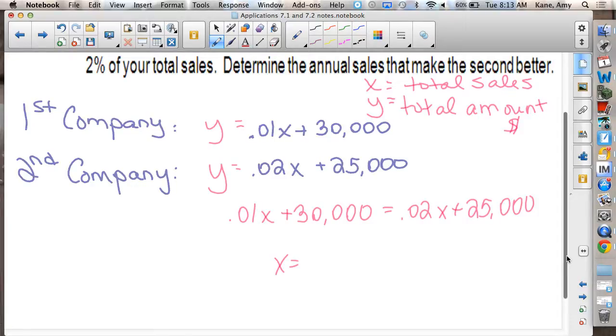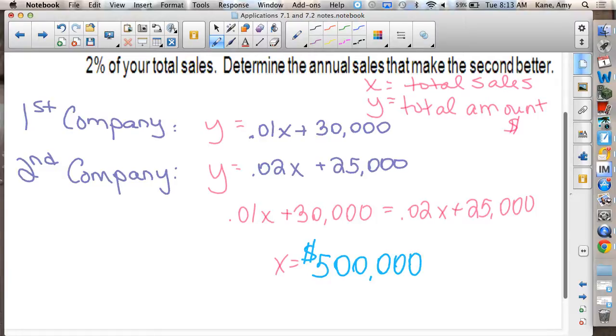Nick, do you have the total sales? And for X, I got 500,000. So anything after $5,000 would give the second option a better amount. And you can figure out how much you make by plugging that in and seeing how much of a bonus you would get. So 2% of $5,000 would be the bonus that you would be receiving at the end of the year. Questions?